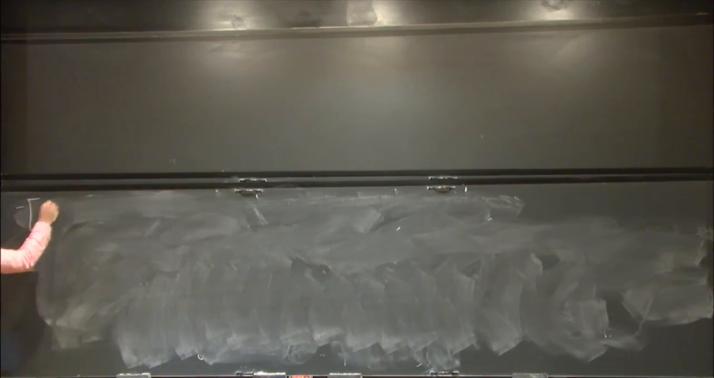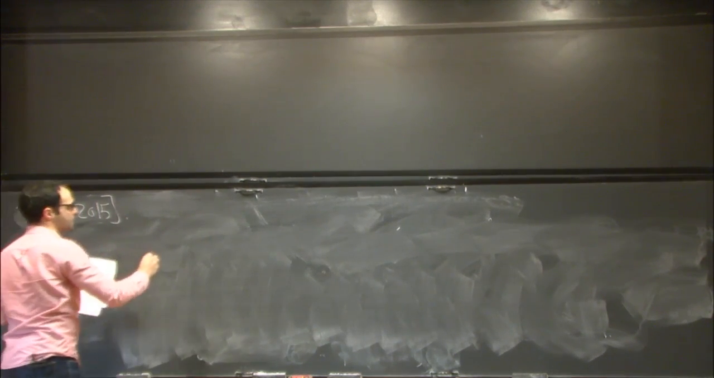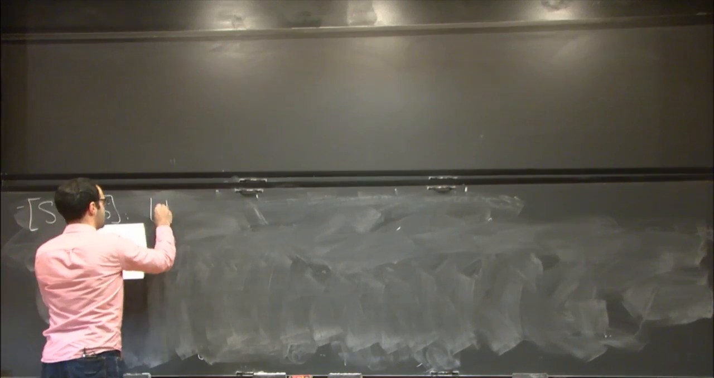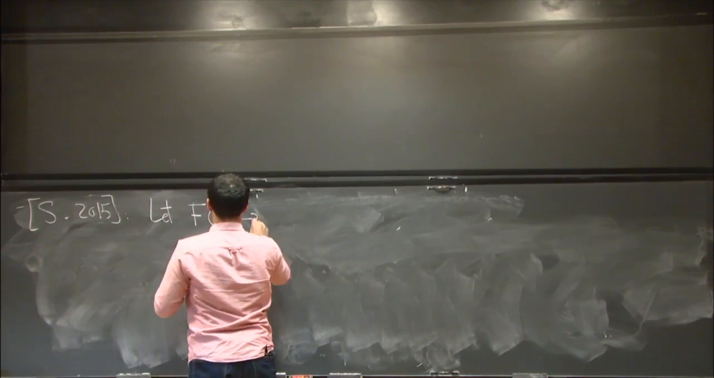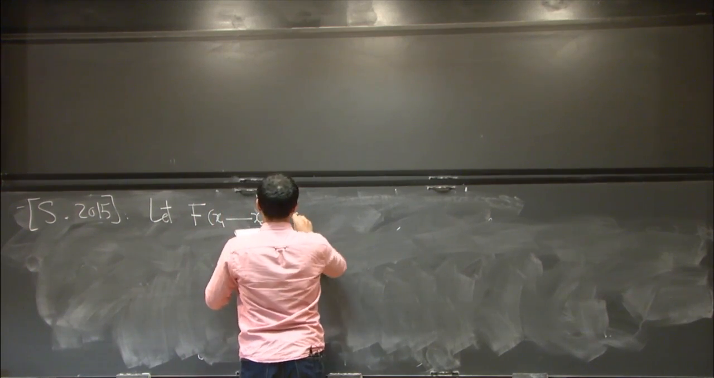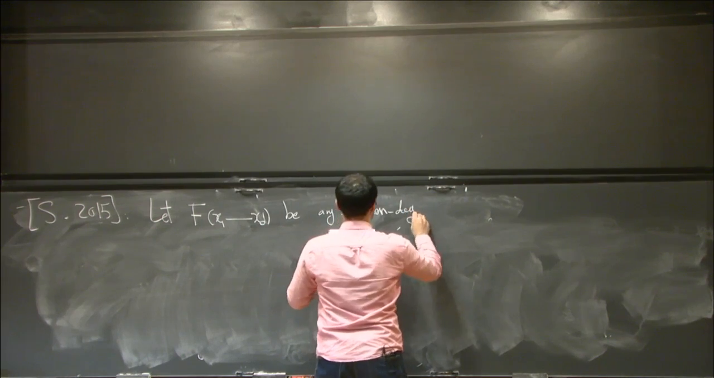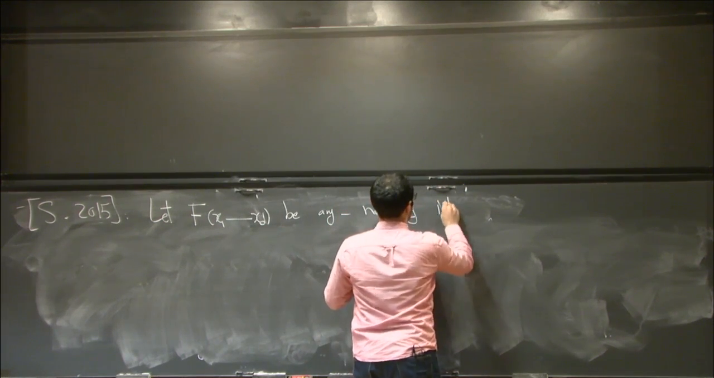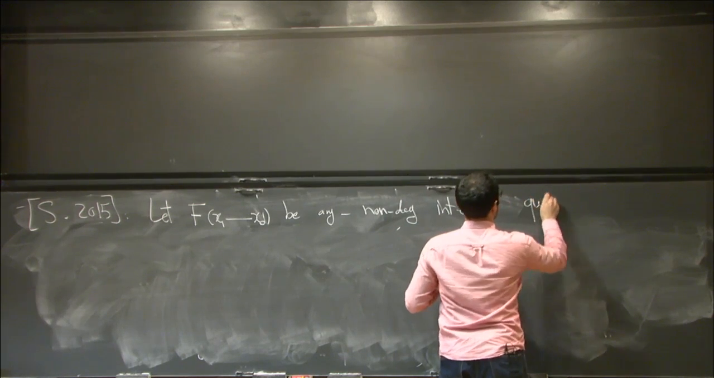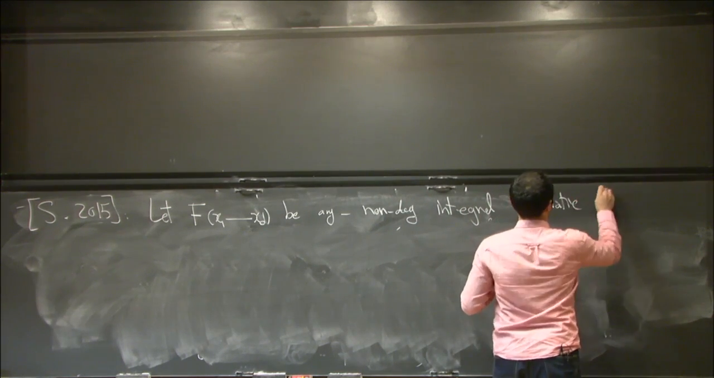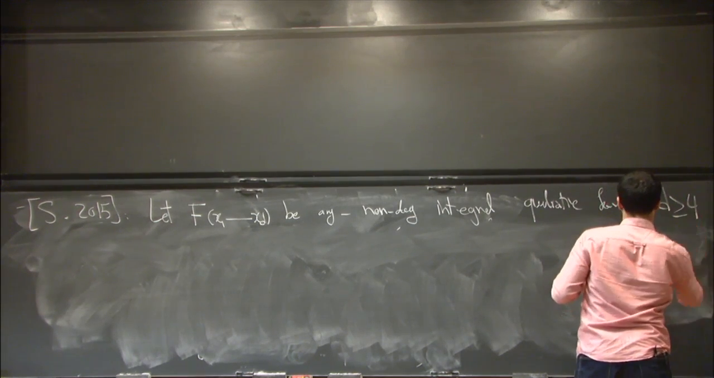This is Sardari 2015. So I'm going to state the result for every non-degenerate integral quadratic form. Let f of x1 to xd be any non-degenerate integral quadratic form in d greater than 4 variables.